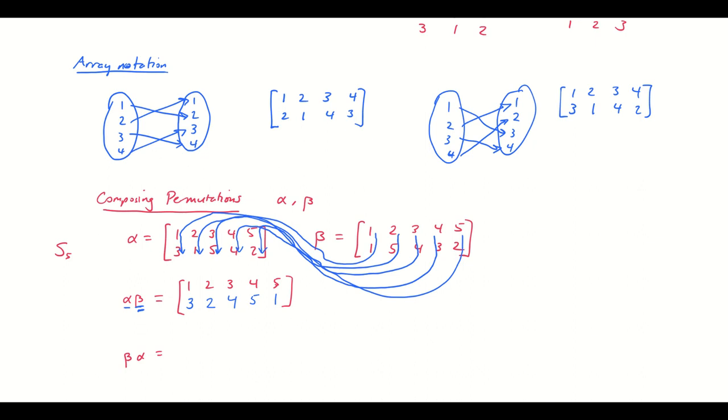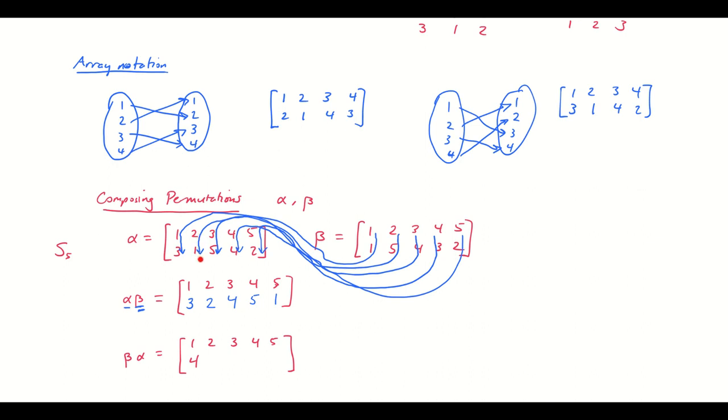So now let's try calculating beta alpha. Again, we'll figure out what 1, 2, 3, 4, and 5 each go to. So this time we're performing alpha first. I'm going to do this a little bit faster and just use my spotlight because I don't think I want to clutter up the picture anymore. So I'm performing alpha first. 1 goes to 3, and then I check what 3 goes to. 3 goes to 4. So 1 goes to 4 by way of 3.